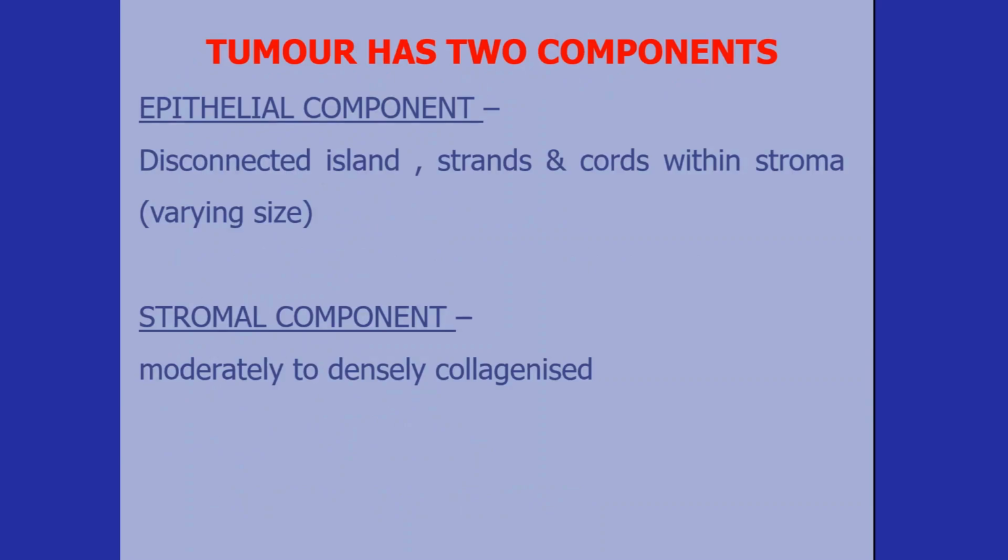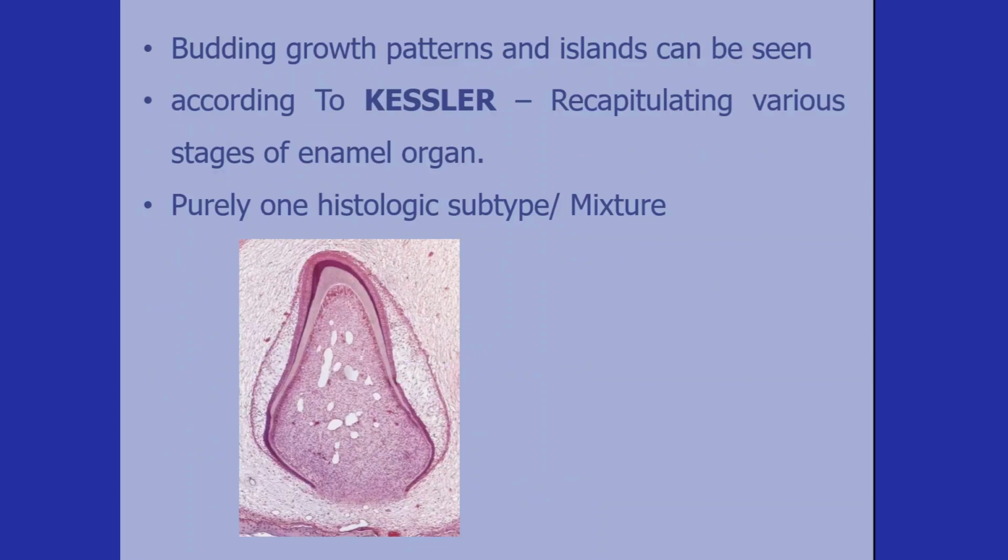Before we begin with these types, what I want to discuss with you all is the basics of the histopathology of ameloblastoma. The tumor has two components, the epithelial component and the stromal component or the connective tissue area. The epithelial components are disconnected islands, strands, and cords within the stroma. They could be of varying sizes and shapes. The stromal component is moderately to densely collagenized. Budding growth patterns can be seen and islands can also be seen.